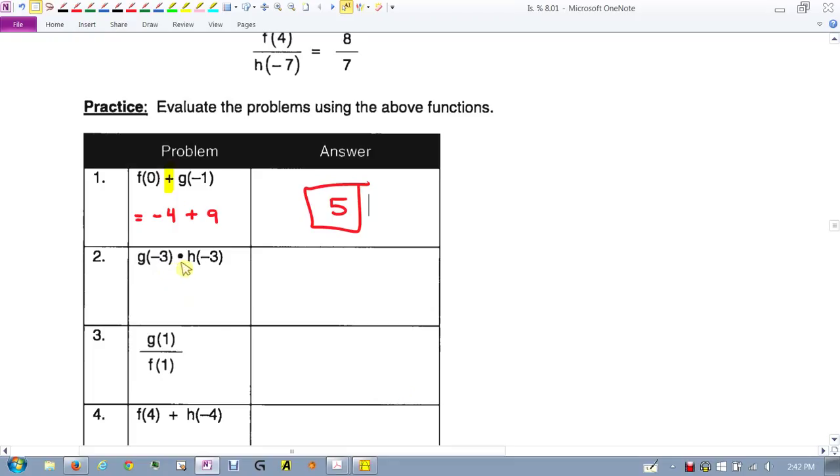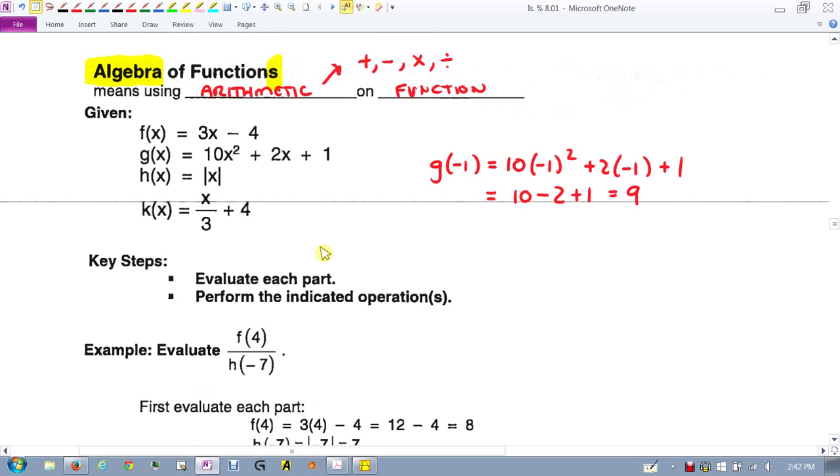G of negative 3, operation, multiplication. So we're going to have to multiply these 2 answers. So we're going to plug negative 3 into g and negative 3 into h. I'm going to write these down up here. Negative 3 into g, and I need negative 3 into h. So this is like scratch work I'm doing on the side. 10, negative 3 squared, plus 2 times negative 3 plus 1. What are you getting there for g of negative 3? 90, take away 6, add 1. You should get 85.